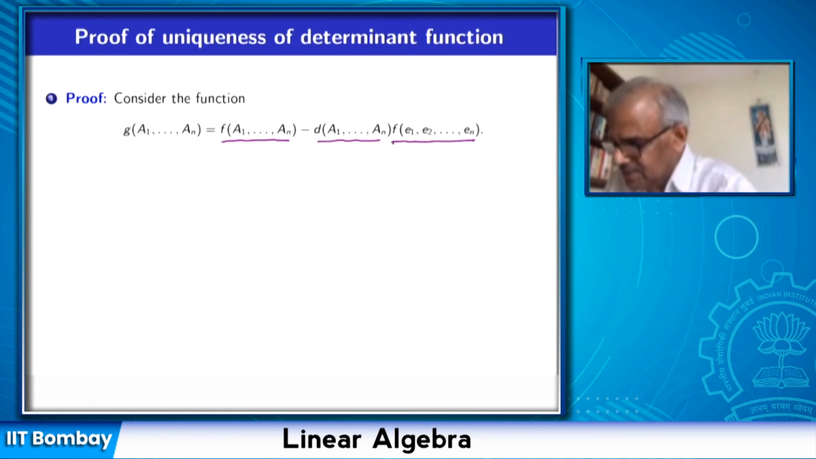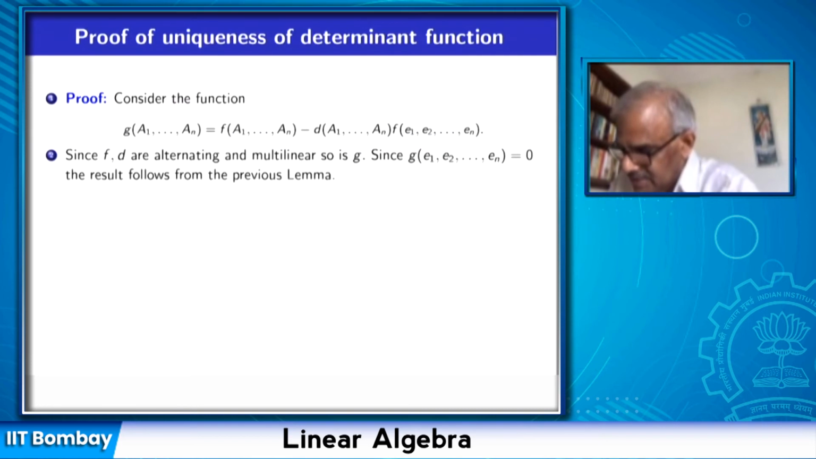Okay. F is multilinear, D is multilinear, and this function is a scalar multiple of a multilinear function. You can check easily that scalar multiples of multilinear functions are multilinear, and the sum of multilinear functions is multilinear. So this G is a multilinear function. It is also alternating because F is alternating, D is alternating. So if two column vectors of A are identical, F will be 0, D will be 0, so G is also 0. So F and D are alternating multilinear, and therefore G is also alternating multilinear.